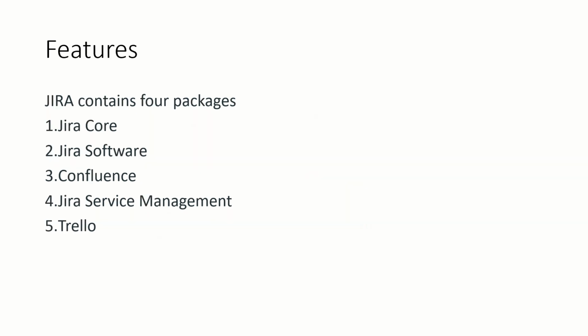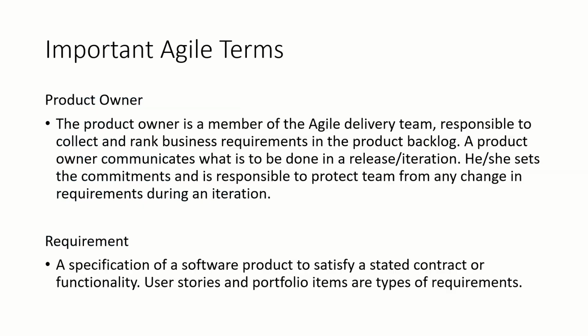Let me go to the next slide. What are the features of Jira? Jira contains packages: Jira Core, Jira Software, Confluence, Jira Service Management, and Trello. In this video, we are going to discuss mainly Jira Software and Confluence. Core, Trello, and Service Management we'll discuss in some other videos. So let's get to the next slide and understand Agile.